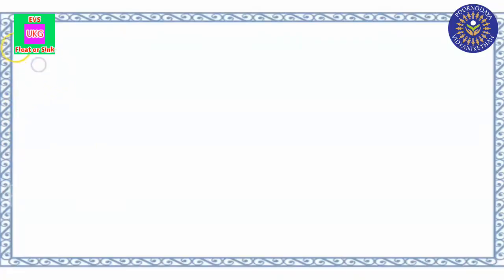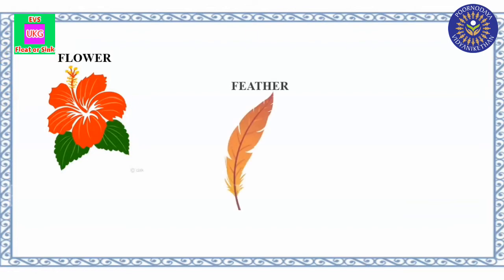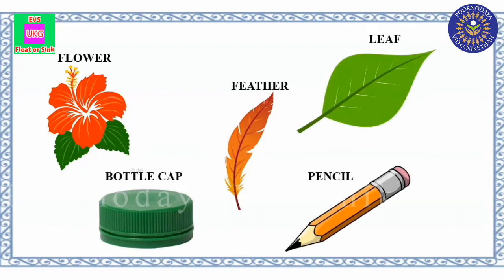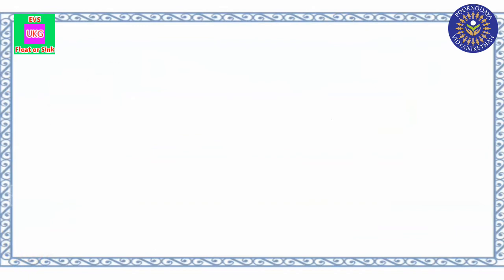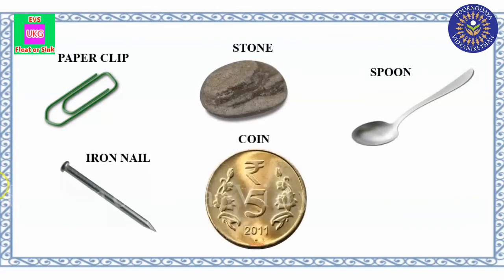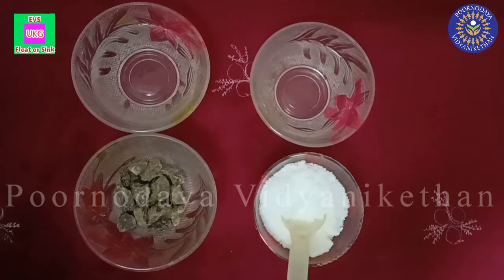So children, flower, feather, leaf, bottle cap, pencil. These things float on water because these things are light. Then paper clip, stone, spoon, iron nail, coin. These things sink in water because these things are heavy.